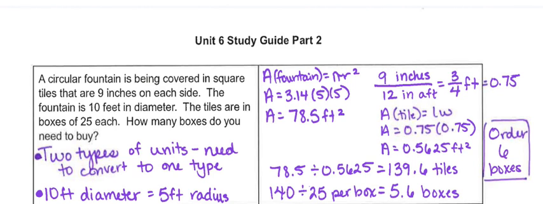So we're going to be looking through the Unit 6 study guide. Now this is part 2. You took part 1 already over angles. This is part 2 over circumference and area of circles. So I'm just going to walk through these. You can go back and listen to them as many times as you want.